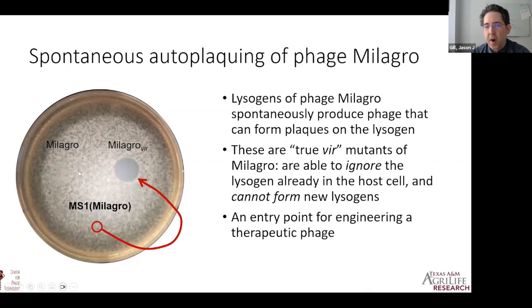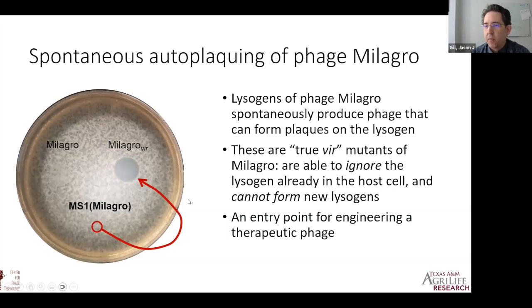If we spot the parental phage Milagro on here, you get no response. This lawn is a lysogen of Milagro, so it's not sensitive to Milagro. But if we pick any one of these plaques off and grow them up and then spot them onto this lawn, you can see there's a clearing here. So the lawn is sensitive to these autoplaqued phages which come off.